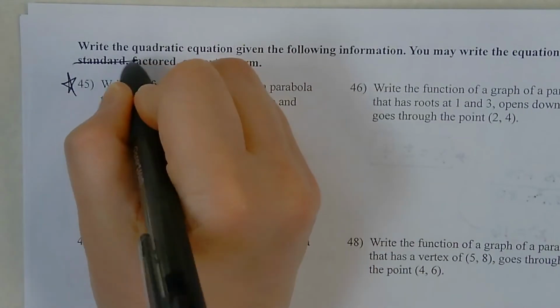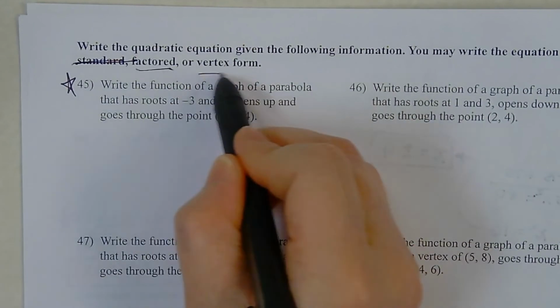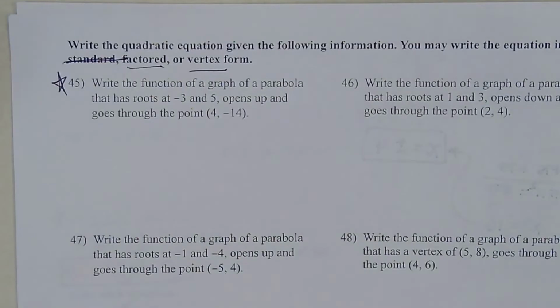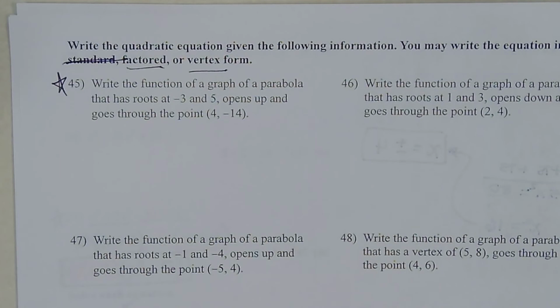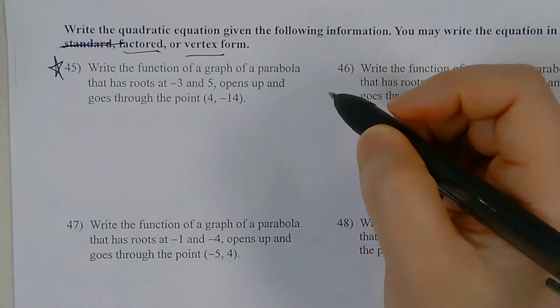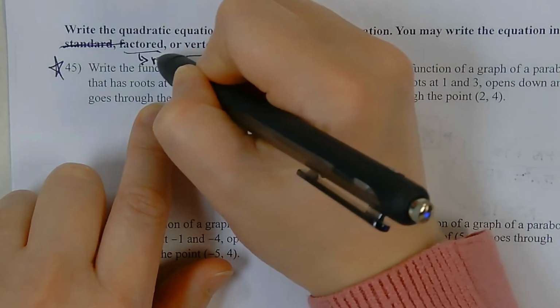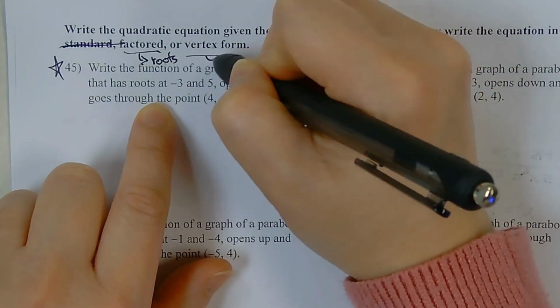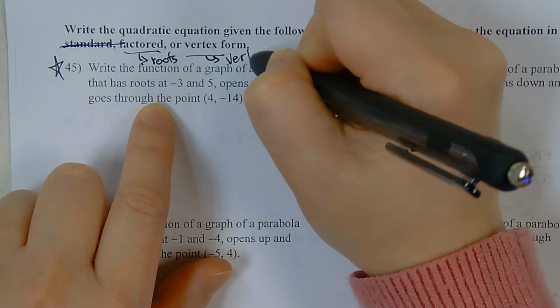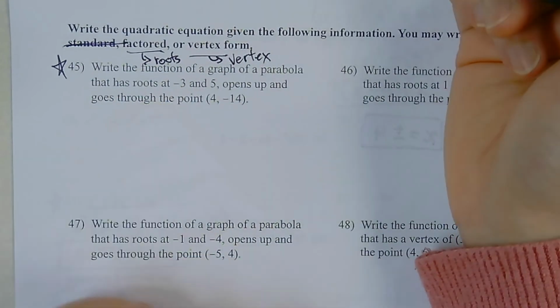Just know that we're just not going to put it in standard form. It's either going to be factored or vertex form. We could always change it into the standard form, but we're not going there. All right, we'll just leave it at that. So remember, factored form gives us the roots, and the vertex form gives us the vertex. So this is how you're going to determine which one to use.